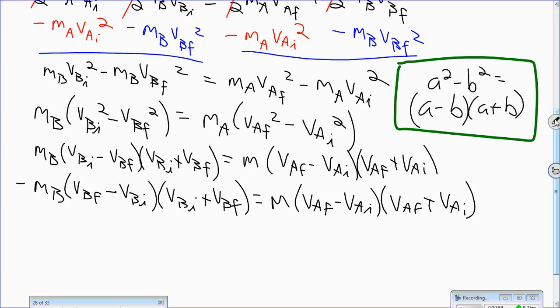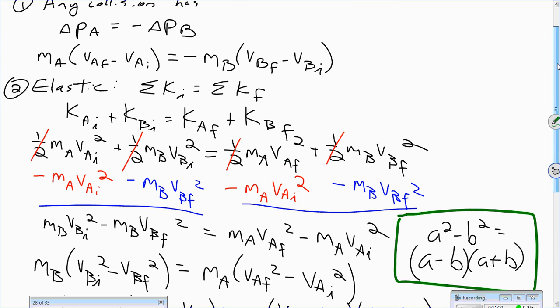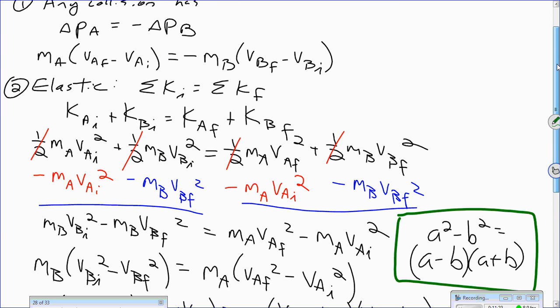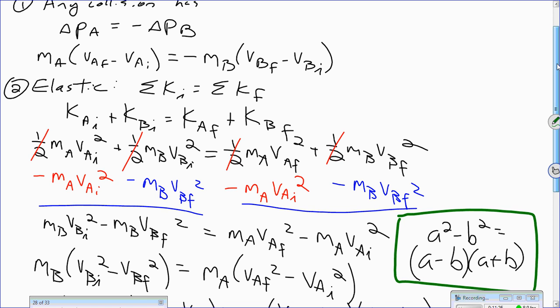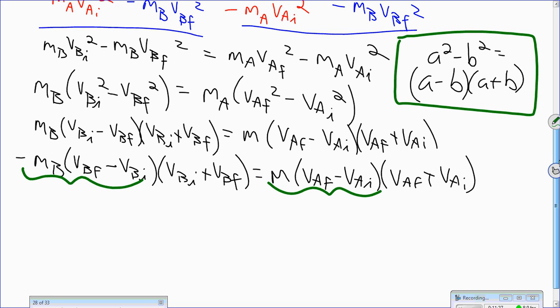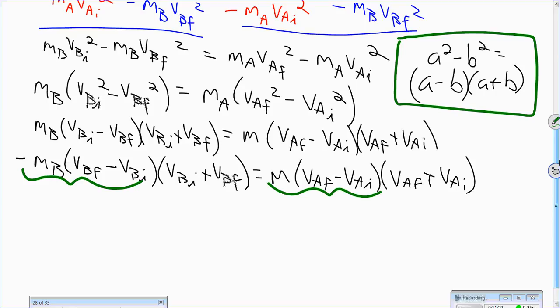All right, now, what do you notice about this thing and this thing? Look at the things that I just underlined with the green brackets there, you guys. Now, look at what we set up here in number 1. Those things are the same, aren't they? So I can divide both sides by those, and they cancel out, right? So we're left with this.